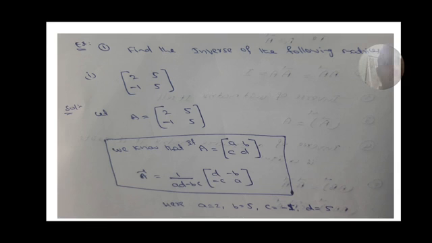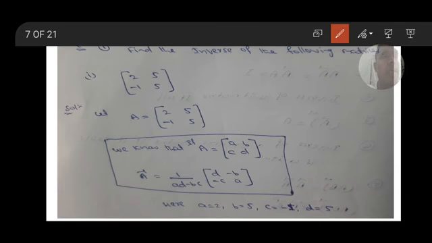Find the inverse of the following matrices. First matrix: it is given 2, 5, minus 1, 5. So let A equal to 2, 5, minus 1, 5. We already discussed the formula in the previous slide. If capital A equal to A, B, C, D, a 2 by 2 matrix, then the inverse equals 1 by AD minus BC, times D, minus B, minus C, A. It is the matrix. Here what is the A value? A, B, C, D.